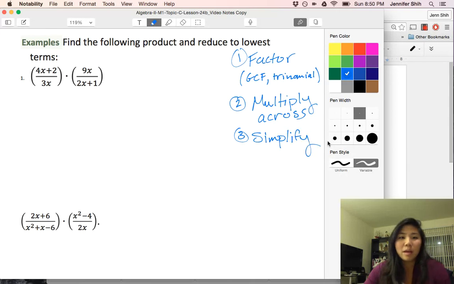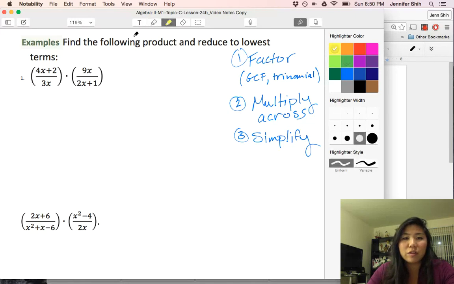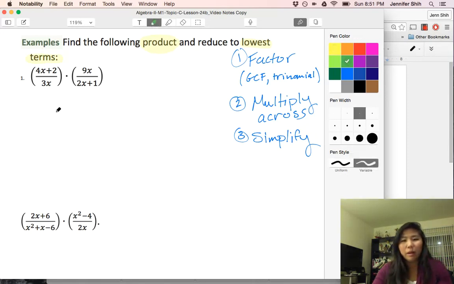There you go. Okay, so let's try this out. The instructions are find the product and reduce to lowest terms. So we have to do two things. We have to multiply, and then we have to reduce. Okay, let's factor first.